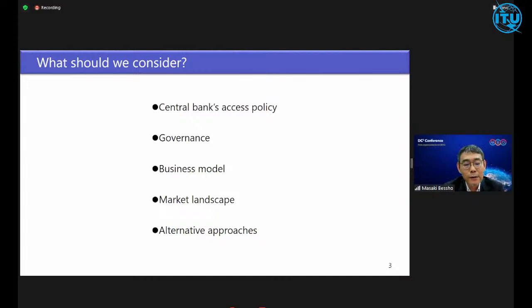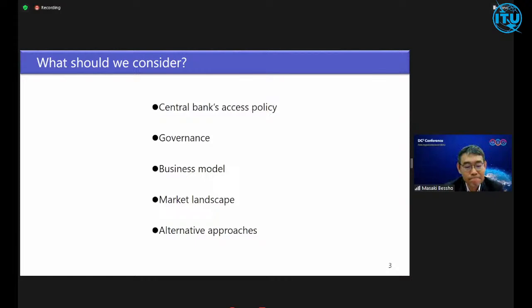Access policy could also be an issue for domestic use cases such as asset tokenization. Non-bank corporates' access to WCBDC would introduce further efficiencies, in particular for post-trades. But again, alignment with access policy needs careful considerations.